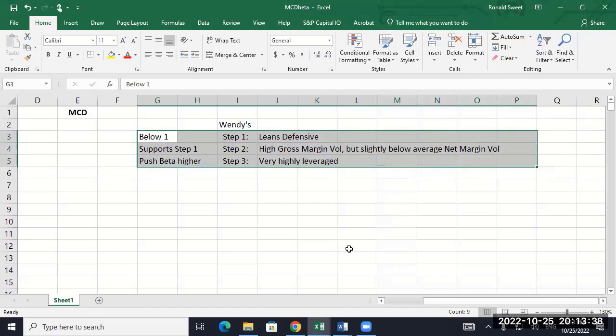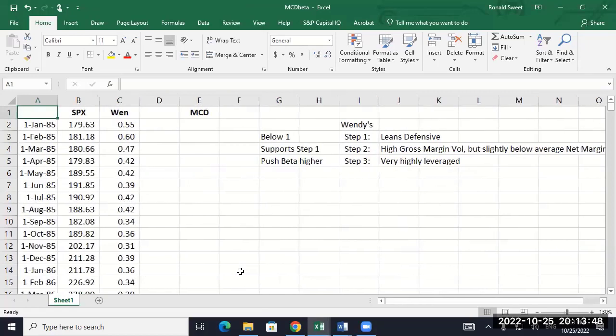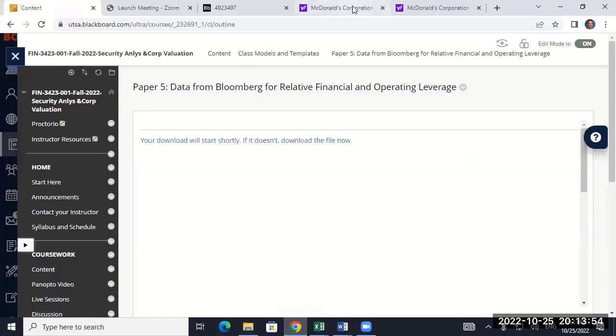You'll notice this in the example papers. They go exactly through these 4 steps. All right. So let's do step 4. There's videos out there that do that. So here's Wendy's. I'm going to bring in McDonald's as well, so we have a comparison just to show you.